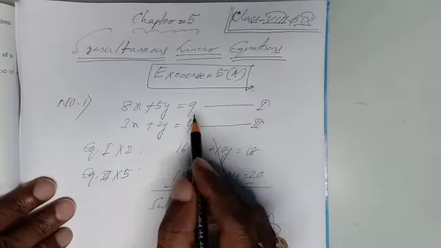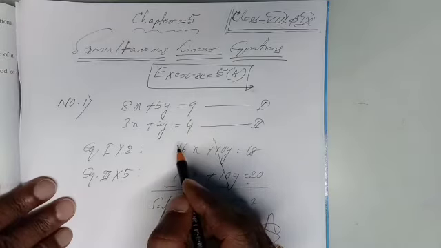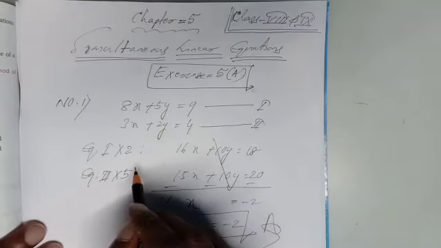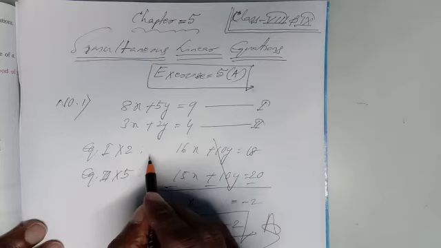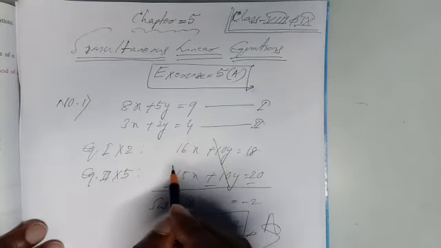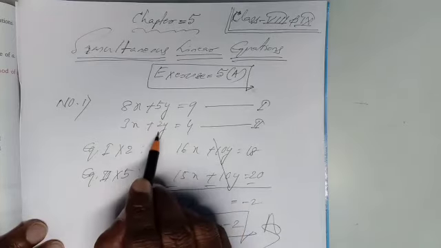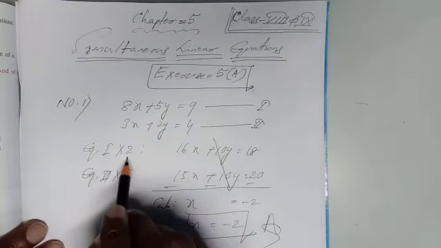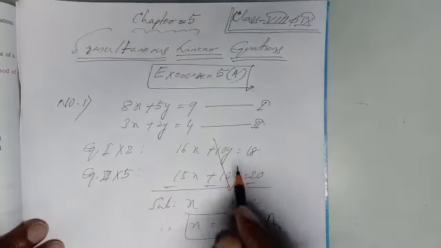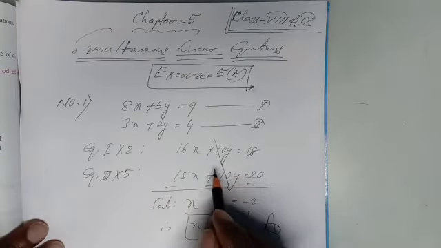You have to solve the two equations by any method, but I am solving by the elimination method. Elimination means you have to eliminate either x or y. I am eliminating y. Before that, I have to make the y coefficients equal. Here 5y, here 2y, so multiply equation 1 by 2 and equation 2 by 5, making 10y and 10y. Then you have to subtract.